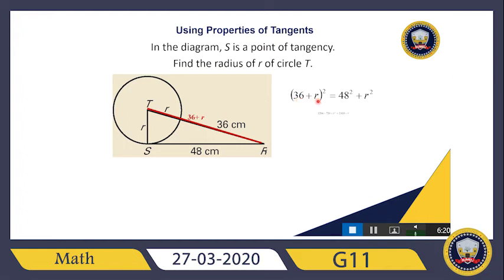So I have to solve this equation by expanding the brackets. Then we have a quadratic equation, and we can solve this to get the final answer, which is R, the radius of the circle. So guys, basically we follow the rule that whenever you have a tangent line, we have a right angle between the radius and the tangent line.